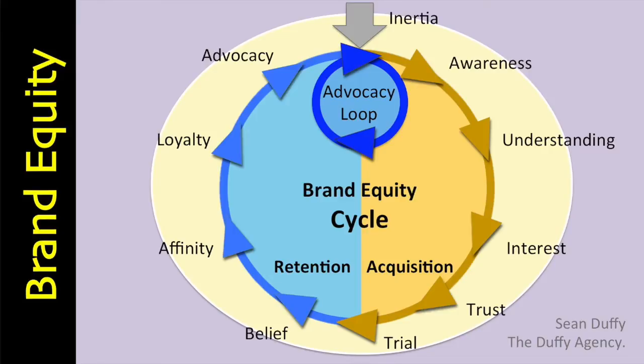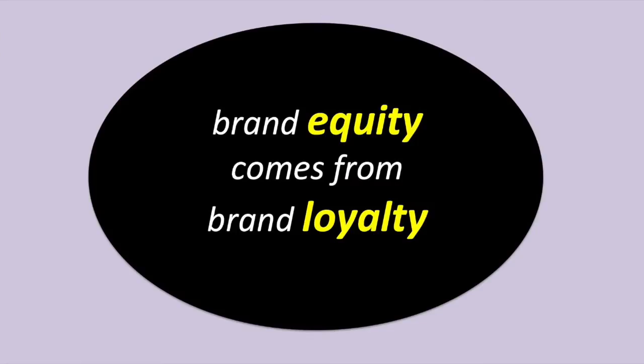The last model we will look at is the brand equity cycle developed by Sean Duffy. This model looks at the equity each customer has depending on which phase of the brand equity cycle they are in. A brand's audience creates increasingly more brand equity on their journey from inertia into the advocacy loop. The value of each member of the audience varies depending on where they are in the cycle, with advocates being the most valued. You want lots of loyal customers that are your advocates. The more people you have in the retention part of the cycle, the more equity in the brand. The simplest way we can put it is brand equity comes from loyalty.